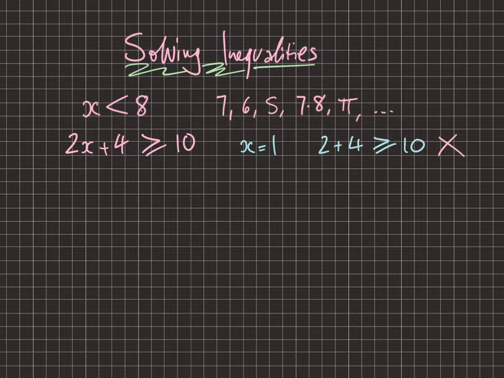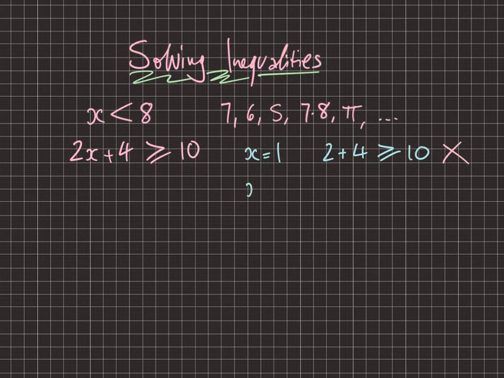So we maybe need to make x a bit bigger, so let's go for x equals 5. Then you get 2 times 5, which is 10, plus 4, and that is going to be greater than 10, because 10 plus 4 is 14. So there's some point between x equals 1 and x equals 5 where this changes from a false inequality to a true inequality.